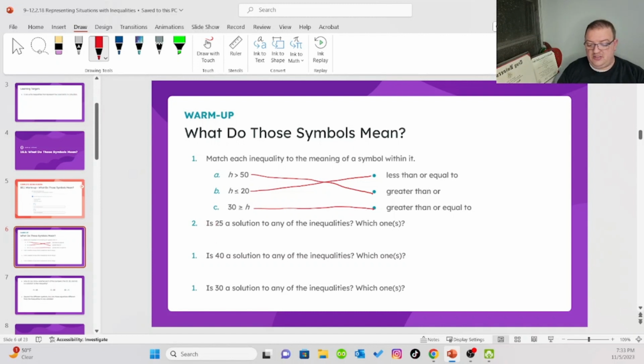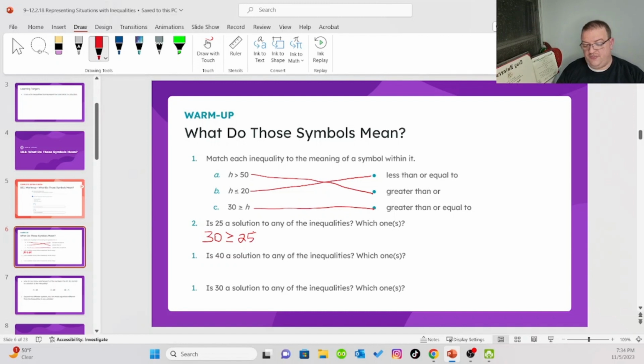Number 2, is 25 a solution to any of the inequalities? Which one or which ones? So if we read through these, is 25 greater than 50? No. Next, is 25 less than or equal to 20? No. Is 30 greater than or equal to 25? Yes. So that is the one that would be true because 30 is greater than or equal to 25.